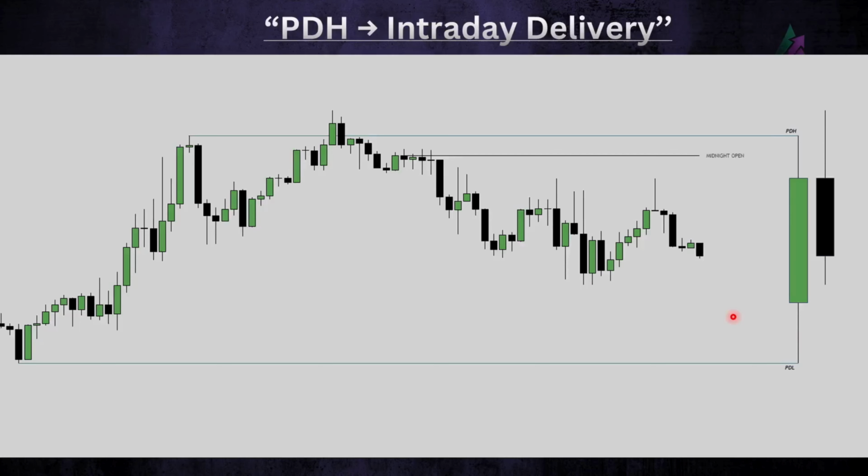Now, look at the same idea from the other side. Watch what happens as price moves higher and reaches the previous day high. Just like before, the focus is on how price behaves once the daily level is engaged. Now, this is simply showing how a daily reference can frame intraday delivery. So, in simple words, daily context first and everything else follows.